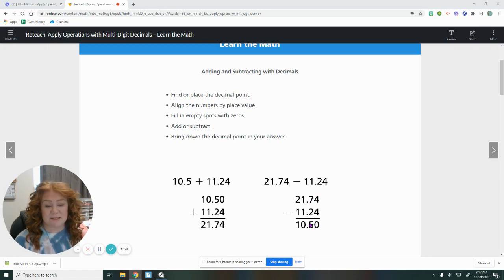So subtract here. And if you need to borrow, make sure you do that. The decimal comes straight down. So as you're adding and subtracting, if you need help, remember to come back to this video and review these steps here.